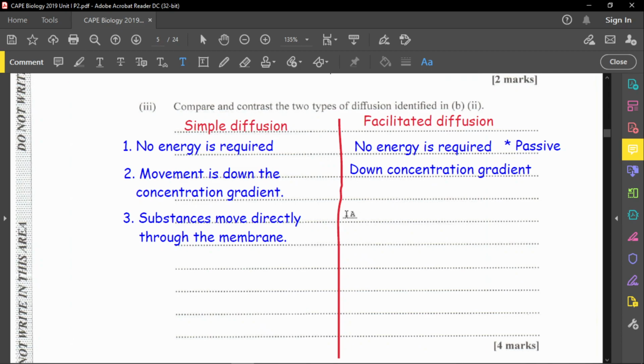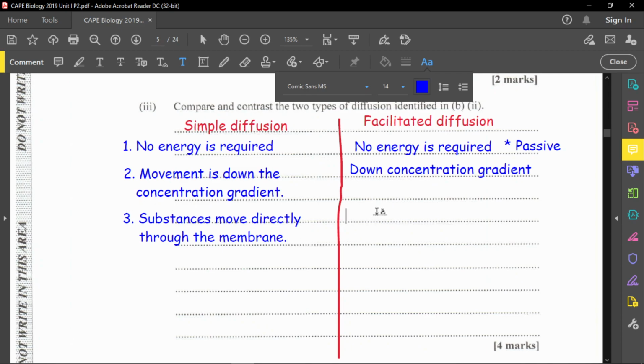But in terms of facilitated diffusion, now the substances don't move through the membrane, they move through what they call channel proteins. So the substance now is going through channels. Let me just put substances move through channel proteins. All right, so great.